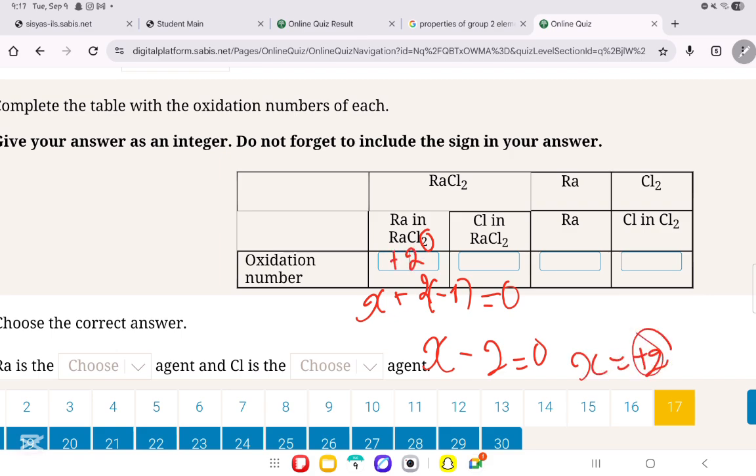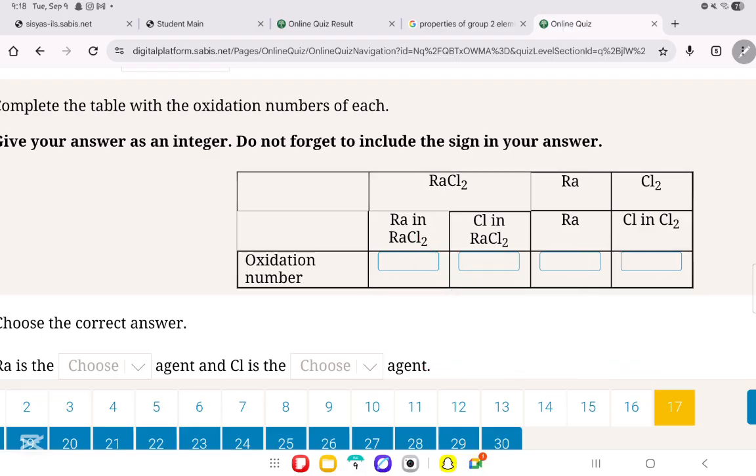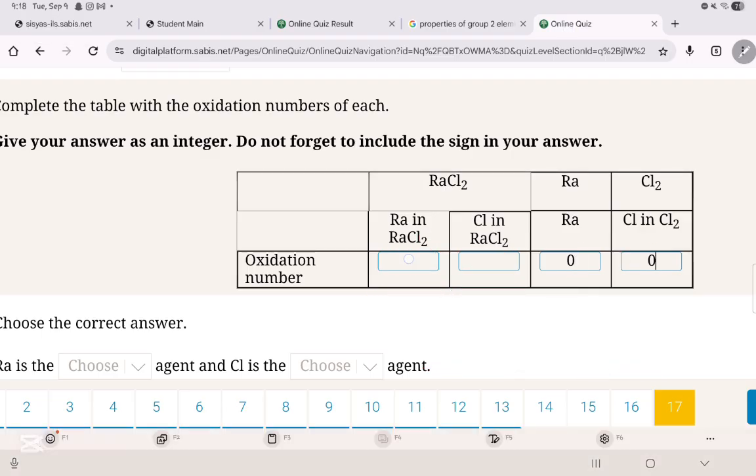For Cl, in this case, we know that it's -1. Radium by itself is 0 and Cl by itself is 0. Remember, elements are always 0. Unless it's a compound of 2 different elements, then yes, it's going to have an oxidation number. If it's not a compound with 2 different elements, then it's not going to have an oxidation number. So this is going to be 0 and 0. And this is going to be plus 2 and -1.